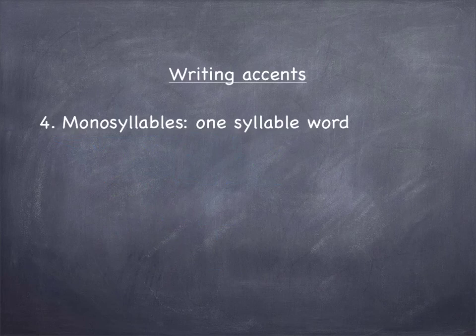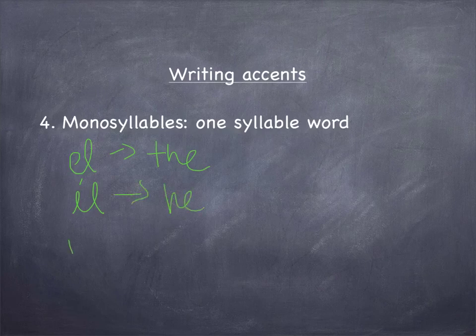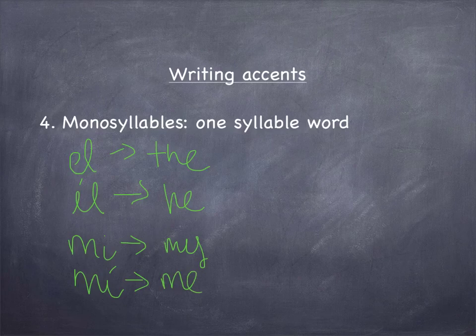In general, one-syllable words do not have an accent, but when the meaning can create confusion, we do mark an accent. The best example is el and él. El means the definite article, masculine singular form, and él means he. Mi, for instance, means my, but mí with an accent means the pronoun me.